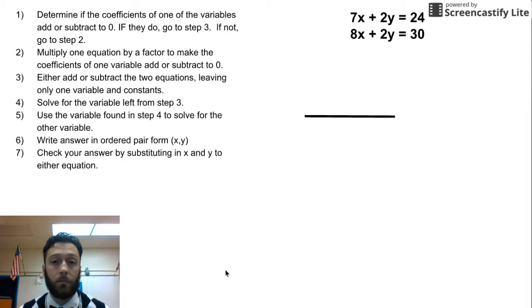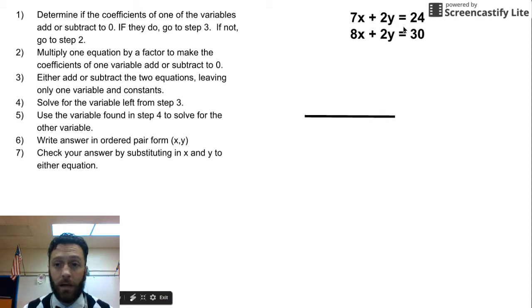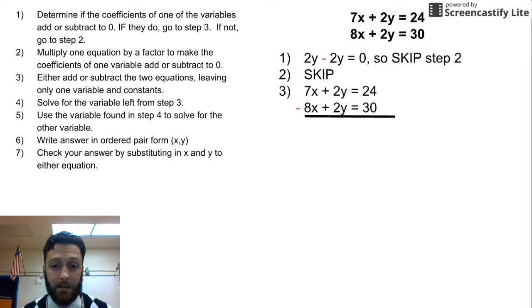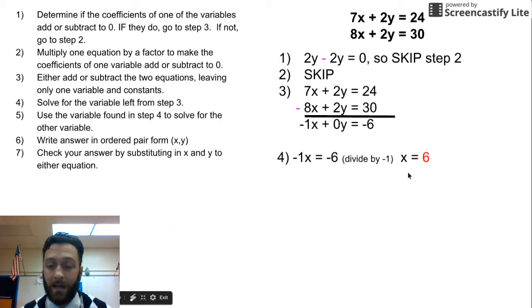Next equation. We've got 7x plus 2y equals 24 and 8x plus 2y equals 30. This time, if you look, I've got 2y and I've got 2y. 2 minus 2 is 0. So instead of solving for x this time, we're going to solve for x, but we're going to eliminate our y's as our variables. So we can skip step 2 because it's even. But this time we're going to subtract 7x minus 8x, 2y minus 2y, and 24 minus 30, leaving us with -1x plus no y's equals -6. That's our equation. We divide by -1, and you get x equals 6 for step 4.